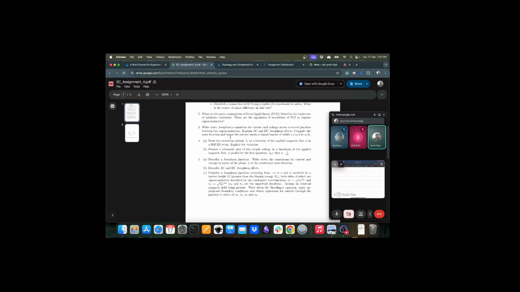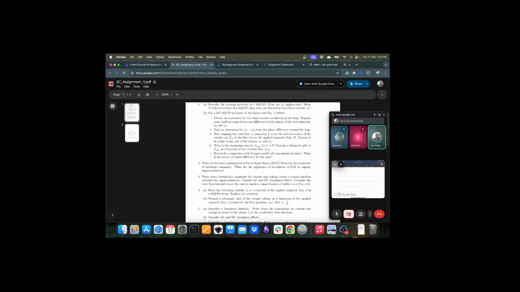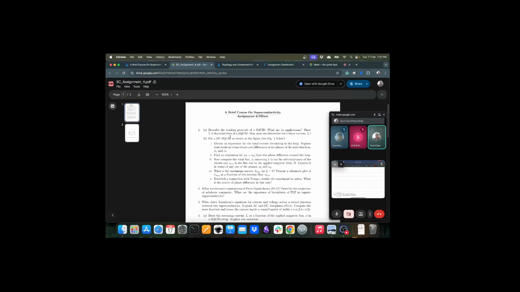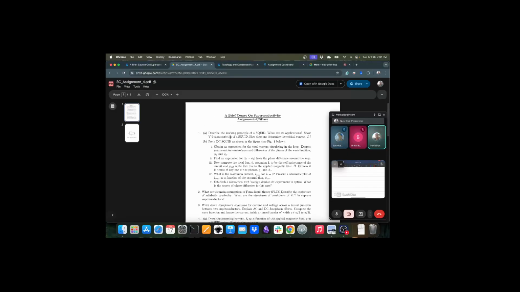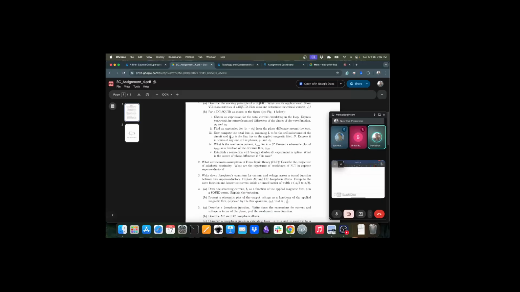Now the question is 4. The SQUID part is left. So let me go to the SQUID part. I'll solve the generic SQUID problem, and then the solutions for the given questions follow from there.